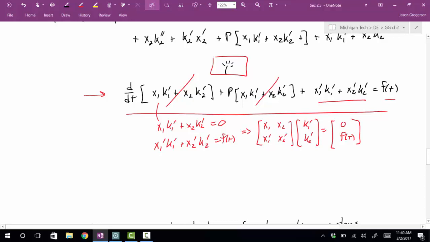But the determinant of this matrix should look familiar. What is the determinant of this matrix? Do we have a name for that? Wronskian, absolutely. The determinant of this guy would be the Wronskian.